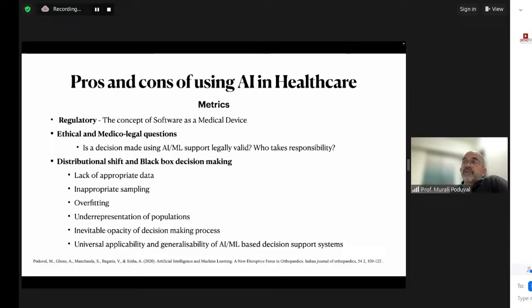There are ethical and medical legal questions. The most important question is that you deploy an AI model and then you make a decision. Who takes the responsibility? Is it the manufacturer of the AI model, the one who devised the AI model, or is it you who deployed the model and made the decision?